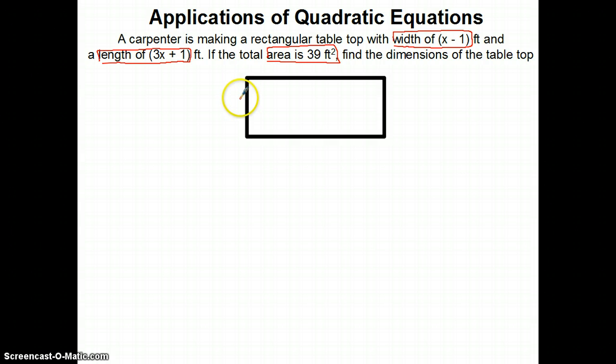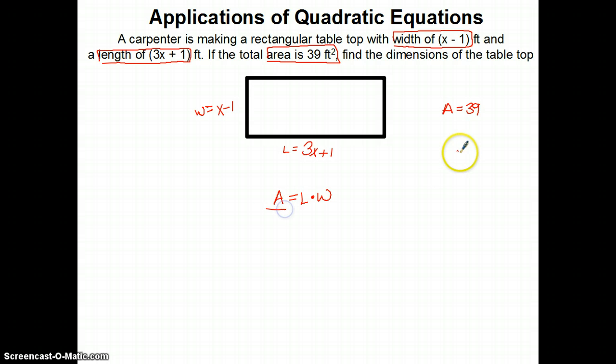So here's my tabletop. It's a rectangle. The width is x minus 1, and the length is 3x plus 1. The total area is 39 square feet. So what I need to do is write an equation relating everything that I have. Well, I know the relationship between area, length, and width in terms of a rectangle, and that's that area equals length times width. So all I'm going to do is plug in all of the information I'm given.